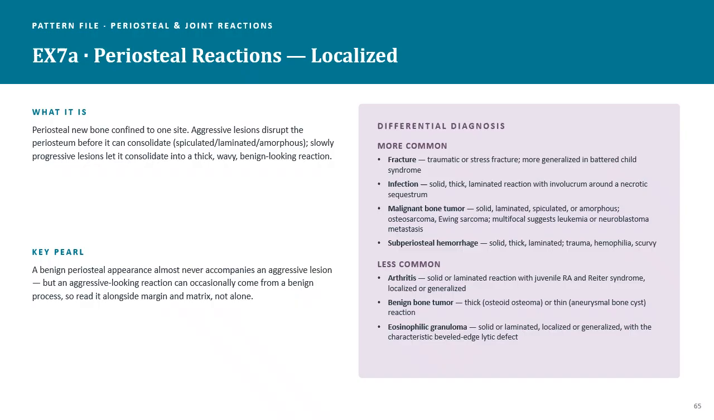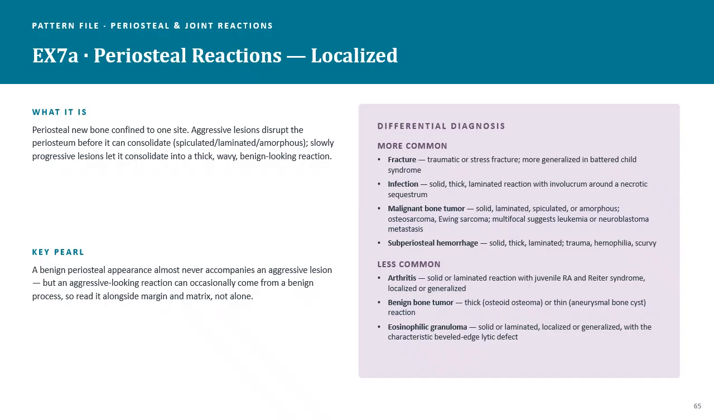If that reaction is thick, smooth, and solid, it usually suggests some sort of slower or more organized process, such as healing after a fracture, or it can be some sort of benign condition that the patient is having. If the reaction looks layered, spiculated, very irregular, that suggests that the bone is reacting more quickly to whatever's happening in it. So it's something aggressive happening. It can be something such as an infection, or it could be something like a bone tumor.